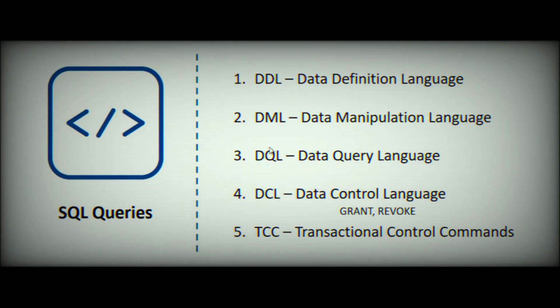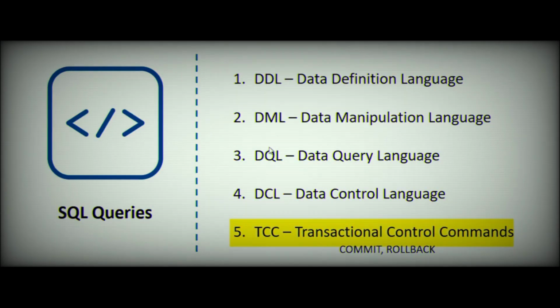The fifth part is the transactional control commands. Transactional control commands give the power to manipulate various transactions over the database. These can be used to maintain data integrity. Mainly there are two commands: commit, which will make the changes done to the database permanent, and rollback, which rolls back the database to a particular point. These can be saved points or the last saved point for that database.